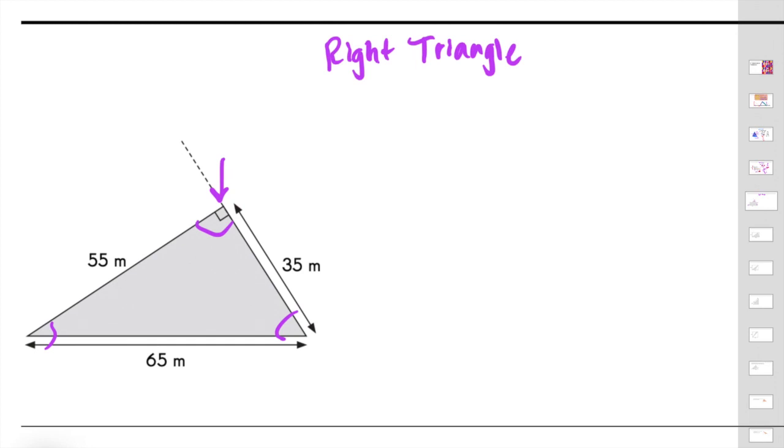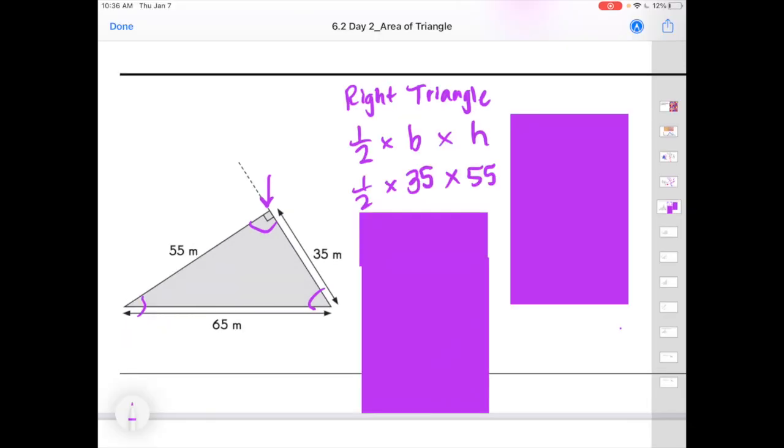And now let's find the area. I'm going to leave you to think about what is the base of this triangle and what is the height, remembering that they must form a right angle. The base must form a right angle with the height. They have to be perpendicular. So find the base, find the height. That will help you to find the area, and then check back.